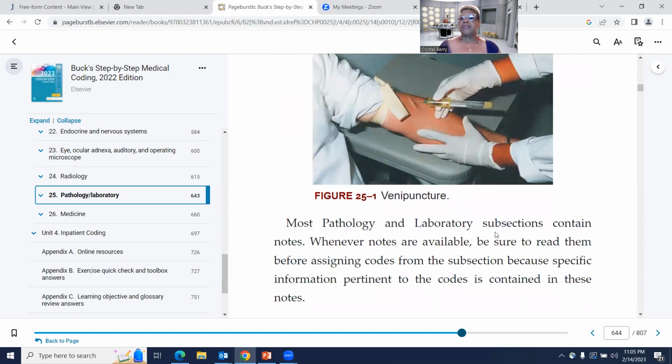Most pathology and laboratory subsections contain notes. Whenever notes are available, be sure to read them before assigning codes from the subsection, because specific information pertinent to the code is contained in these notes. So whenever you go into the pathology and laboratory subsections, read your notes before you start to code.